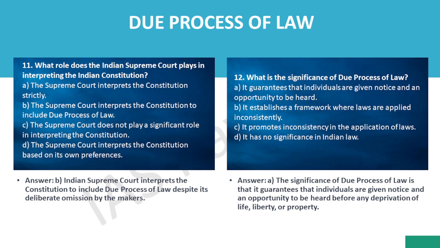12. What is the significance of due process of law? A. It guarantees that individuals are given notice and an opportunity to be heard. B. It establishes a framework where laws are applied inconsistently. C. It promotes inconsistency in the application of laws. D. It has no significance in Indian law. Answer: A. The significance of due process of law mentioned in the text is that it guarantees that individuals are given notice and an opportunity to be heard before any deprivation of life, liberty, or property.